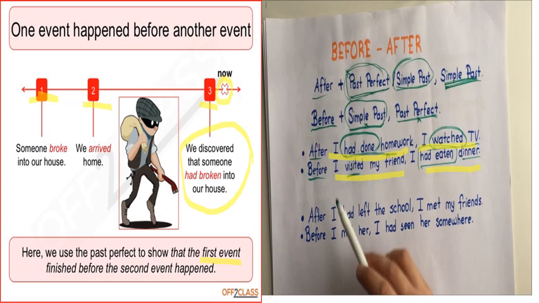Okay, and for example, look at this thief. This is the timeline. This is number 1, number 2, and this is the time when we are talking or when we are saying the sentence.